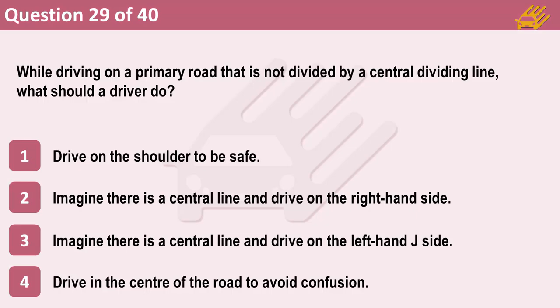While driving on a primary road that is not divided by a central dividing line, what should a driver do? 1. Drive on the shoulder to be safe. 2. Imagine there is a central line and drive on the right-hand side. 3. Imagine there is a central line and drive on the left-hand side. 4. Drive in the center of the road to avoid confusion.